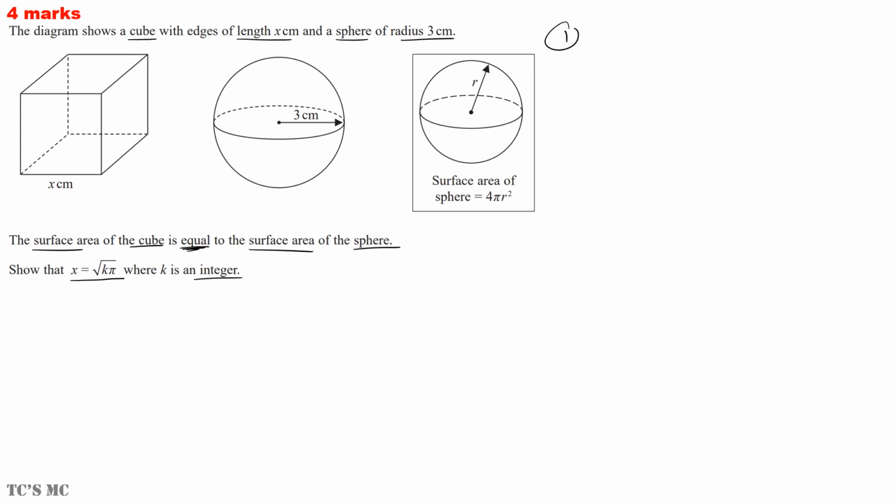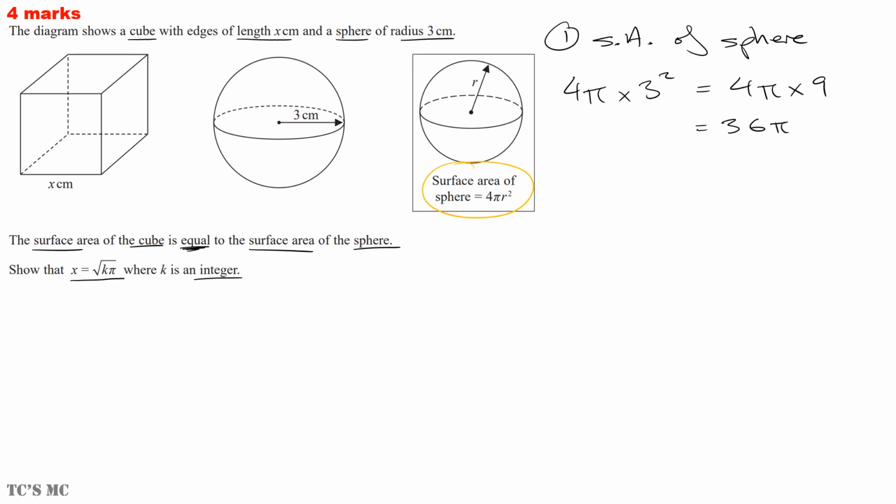For step 1, I am going to work out the surface area of the sphere because we have all the dimensions needed for that. The formula I'm going to use is given over here. We need to do 4 pi multiplied by the radius squared. In this case, it's 3 squared. We get 4 pi multiplied by 9, which is 36 pi. We now have 1 mark.